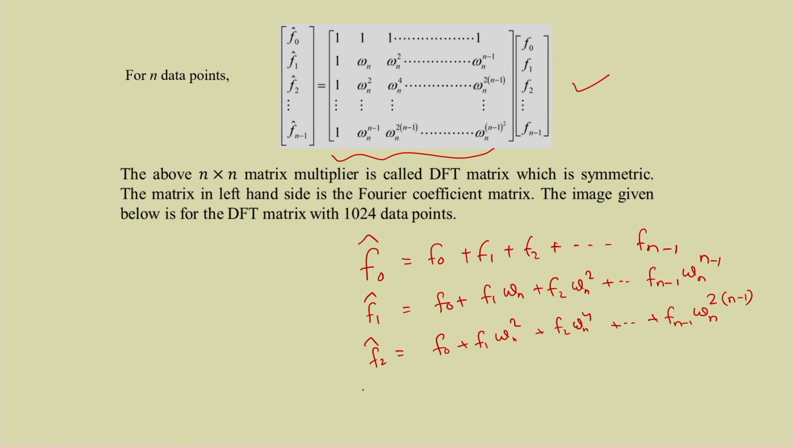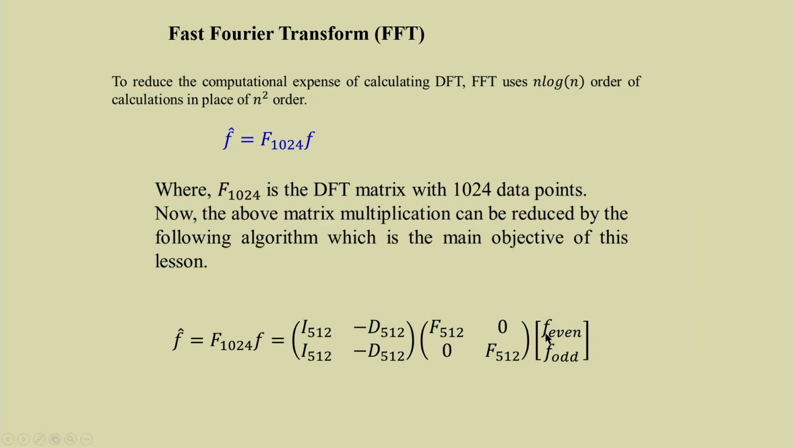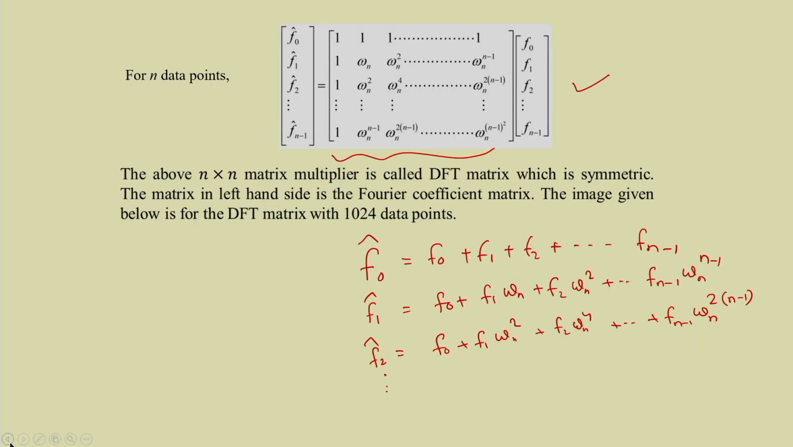Now, if you write all these things in a matrix form, you can write this f n minus 1 cap will be equal to, similarly, f 0 plus f 1 omega n n minus 1 plus f 2 omega n 2 into n minus 1 and f n minus 1 omega n into n minus 1 into n minus 1. So, that will be n minus 1 square. So, now you can write down this in matrix form.